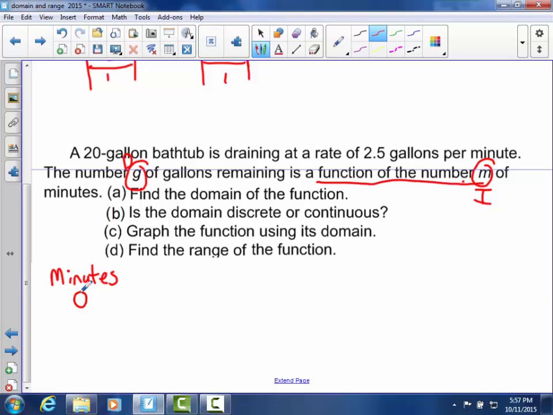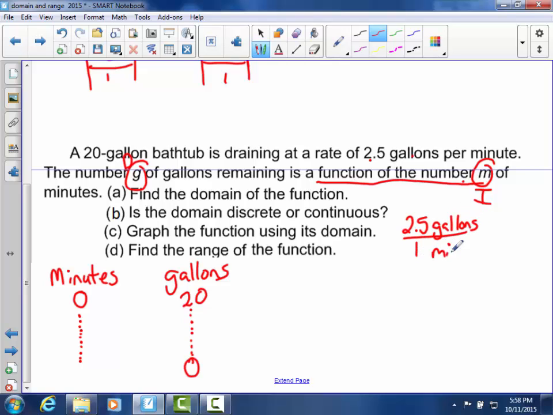Before I pull the plug, at 0 minutes, I have 20 gallons. And then that water starts draining. Time's just ticking away, right? And eventually, the bathtub is going to be empty. So if it's 2.5 gallons per minute, they're saying 2.5 gallons every minute, and I want to know when 20 gallons would be drained. Okay, so it's a proportional relationship.